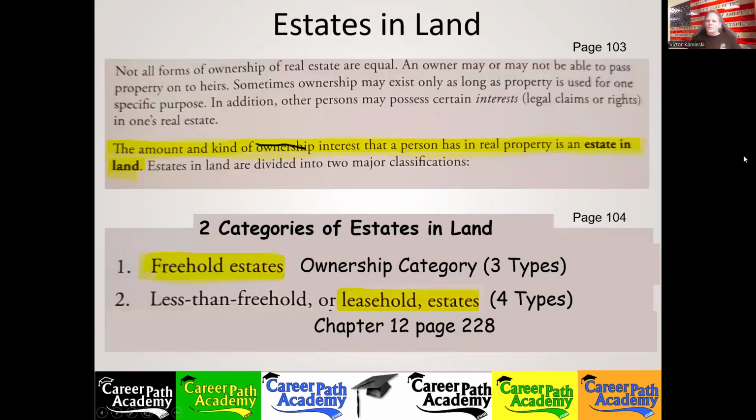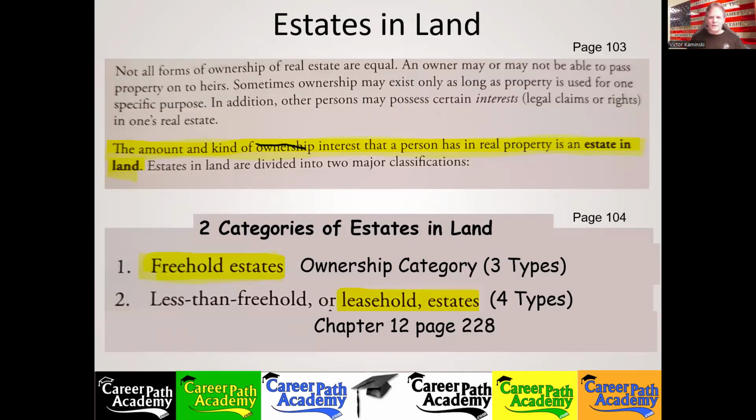So here we'll do the highlights and do that crossing out of the word ownership, like I just told you what to do, right? The amount and kind of ownership. They only have the word ownership here because this chapter is specifically talking about ownership. But the definition of an estate and land is the amount and kind of interest that a person has in real property. It doesn't necessarily have to be an ownership interest.